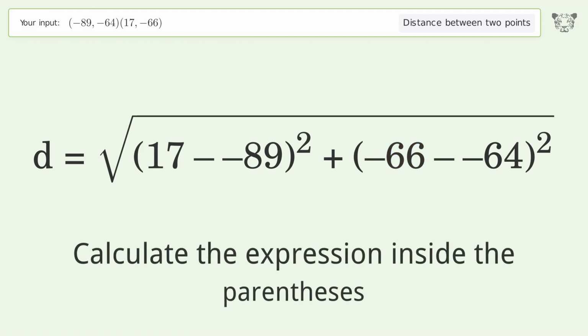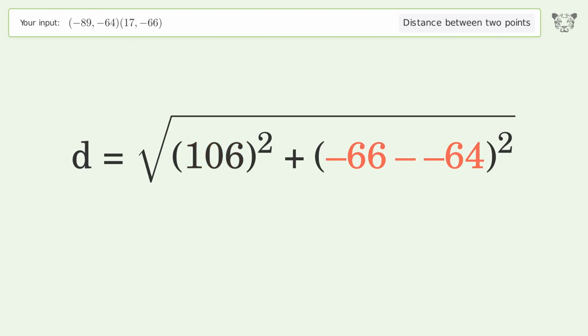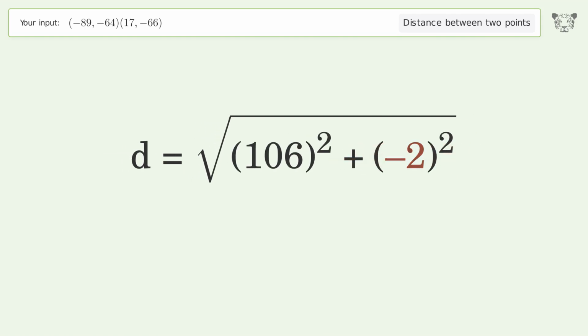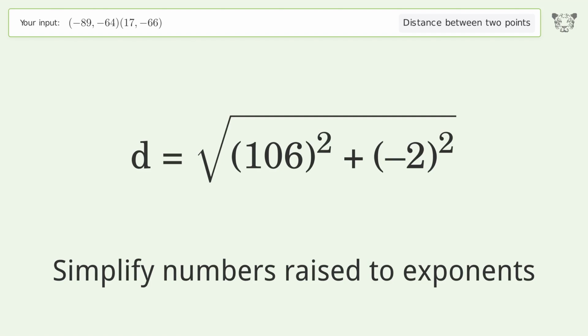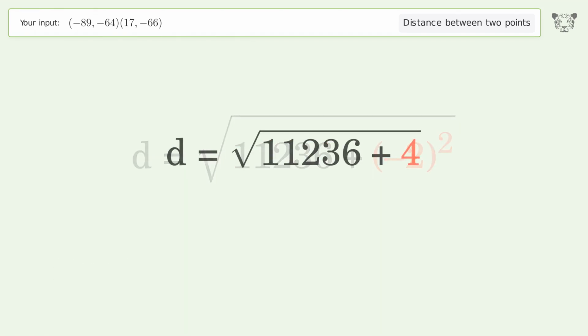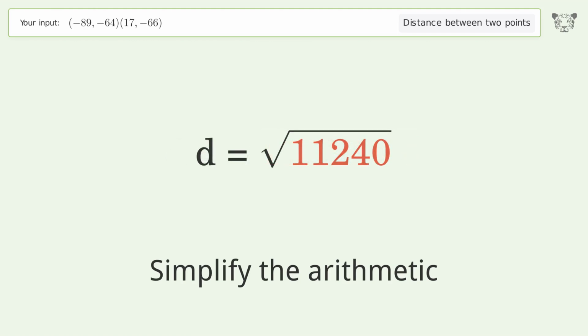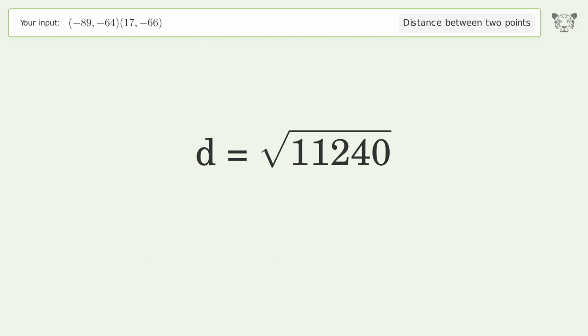Calculate the expression inside the parentheses. Simplify numbers raised to exponents. Simplify the arithmetic. And so the distance between the 2 points is the square root of 11,240, or 106.019.